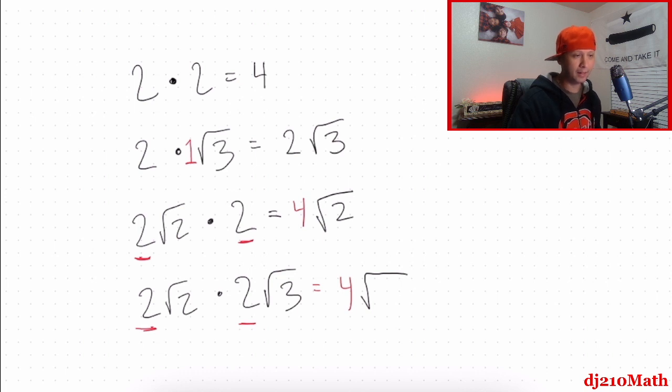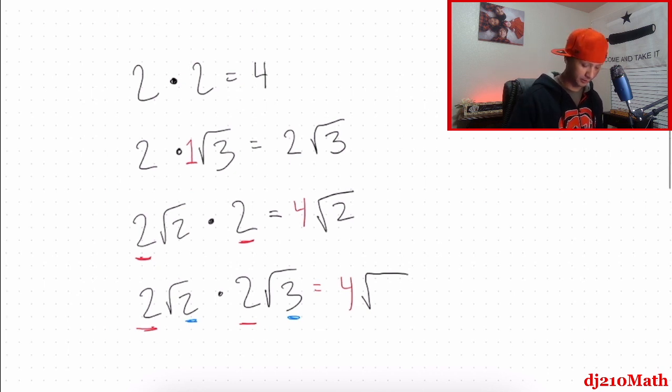This is where most people get tripped up: when you're multiplying square roots, you multiply the part that's inside, the radicand. So this is going to be 2 times 3, which is 6. So this would be 2 root 2 times 2 root 3, and the product is going to be 4 root 6. Whenever you do this, you always want to make sure that you simplify the part that's inside of the radical. Here, it is already as simple as it can get. So this is just 4 root 6.